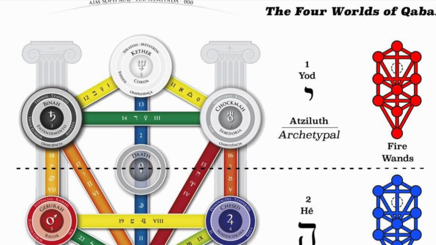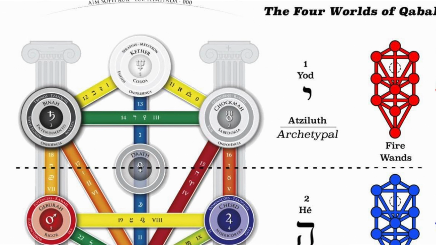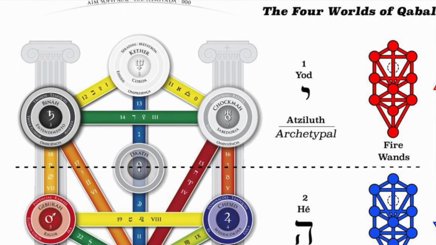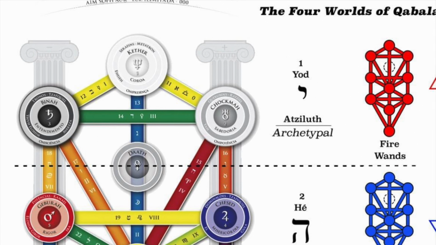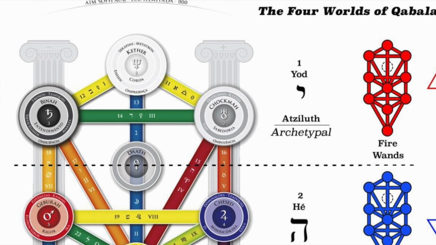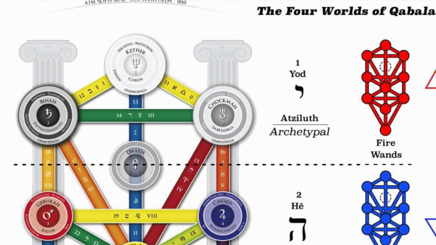It's important to note that we have 3 pillars along this tree of life. The left pillar is the feminine and is internal. The right pillar is masculine and is external. And the middle pillar is the harmonious union of these 2 energies.